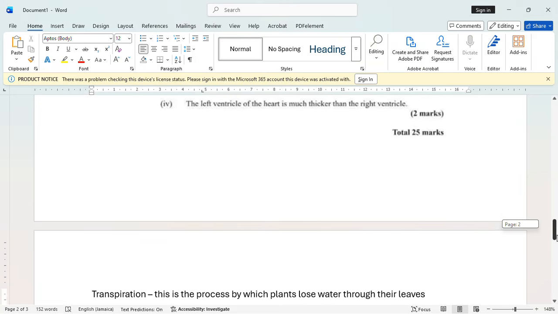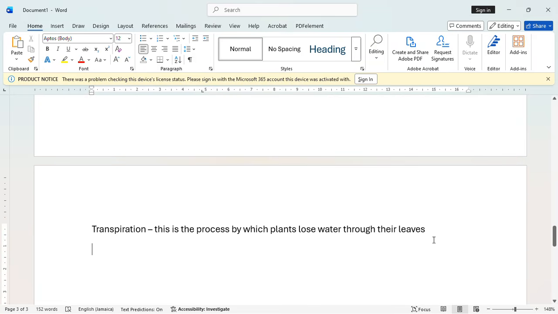What do we mean by that? The two points we want to talk about. So what is the good about transpiration? What's the benefit of the plant losing water? Anybody knows?